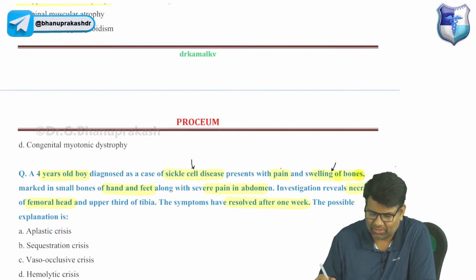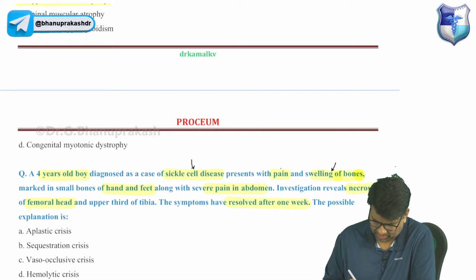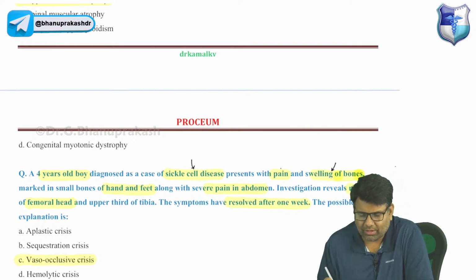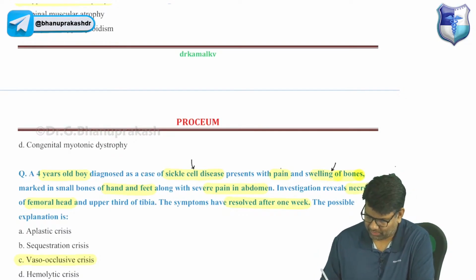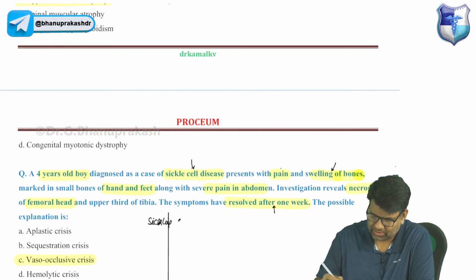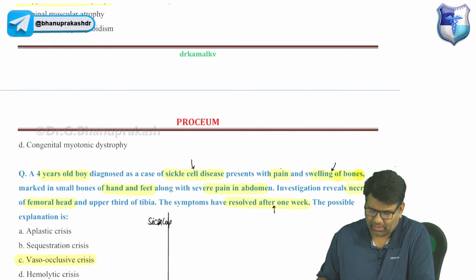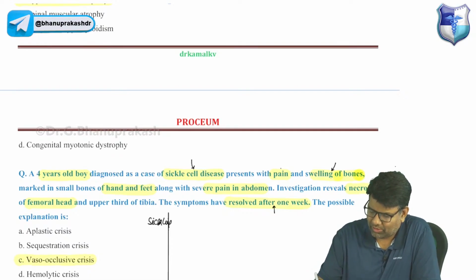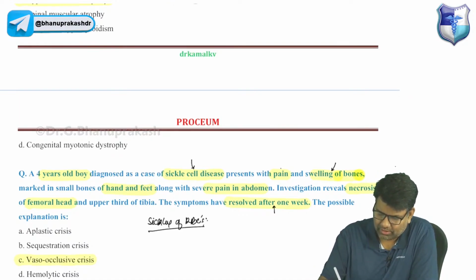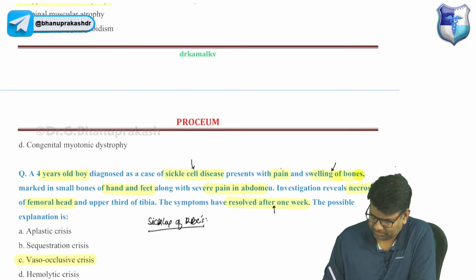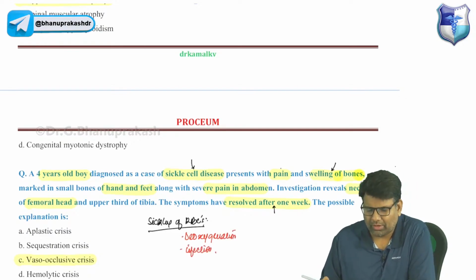Very good, Dr. Antis, absolutely right. This is vaso-occlusive crisis. This is Pratyusha, yes, you are right. This is vaso-occlusive crisis, because what happens, this sickling of RBCs is not permanent, right? So this sickling of RBCs is not permanent. It comes after certain conditions, especially deoxygenation, or sometimes if there is any infection or even dehydration.